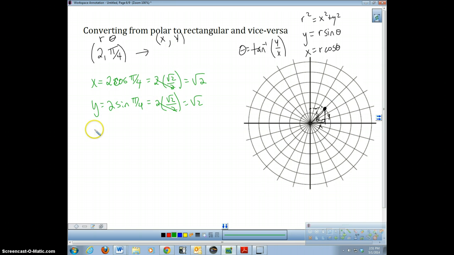So our corresponding x and y coordinate in rectangular form would be root 2, root 2. Okay, so this would be our answer.